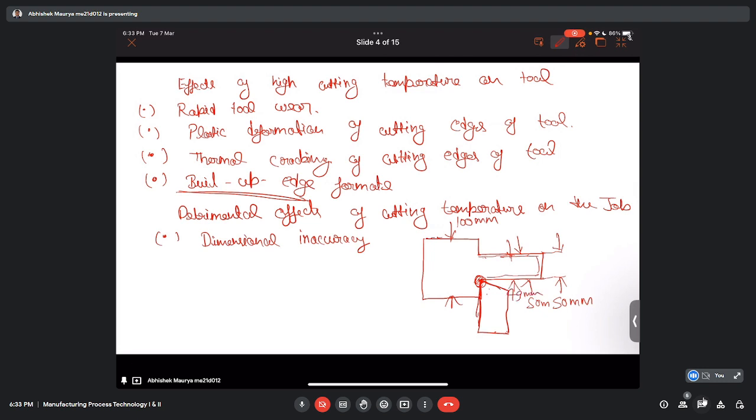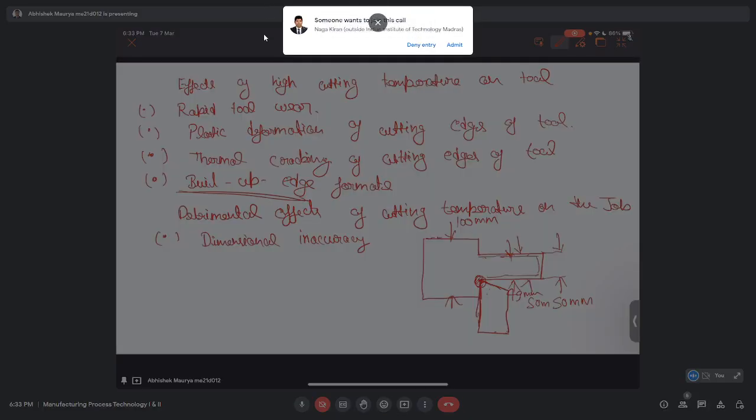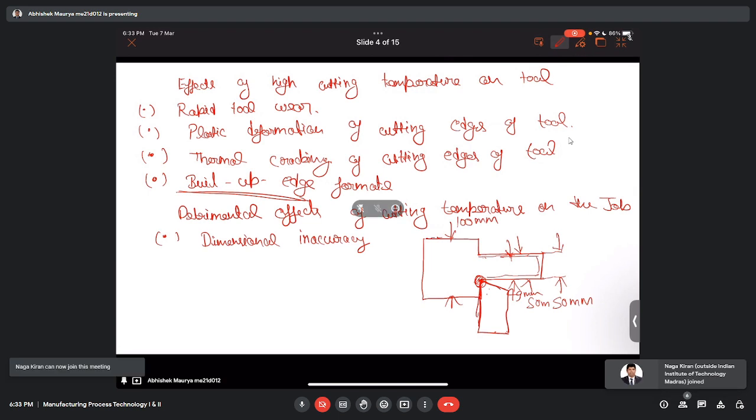Because of the high thermal coefficient, dimensional inaccuracy may come in the workpiece. That is not required, that is detrimental, because when we take this component for the assembly, it will not fit into the respective hole.